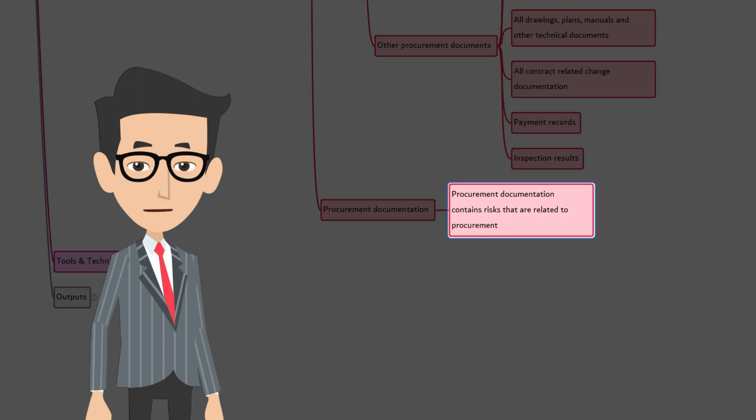For example, the procurement documentation will have information about the seller's performance report, approved change requests, inspection results, etc. Obviously, if there is a delay in delivering a certain component, which is part of the outsourced module, it will have an impact on the overall project.